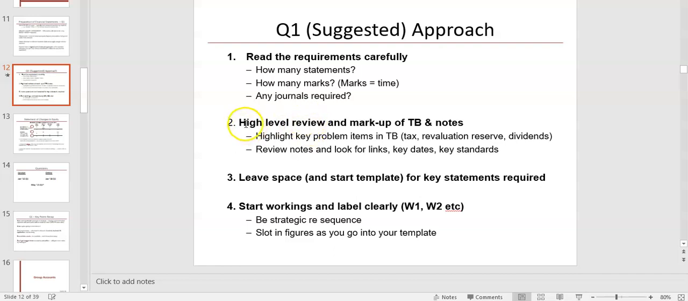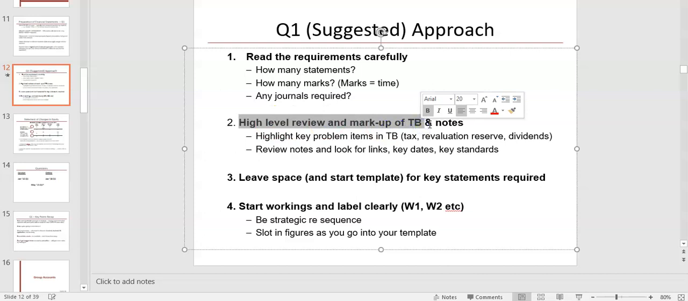Once you've done that, do a high-level review of the trial balance and the notes. It's important you mark them up as you go. So mark up your notes, look for key dates, write down the standard that you see for each of the notes, or anything that looks unusual. Because once you're 15 or 20 minutes into the exam, you'll forget about the things you've read. So get that discipline of marking it up, and I'll show you as we go along.